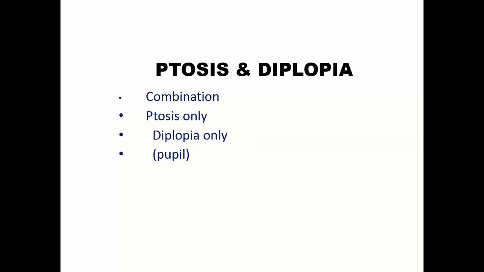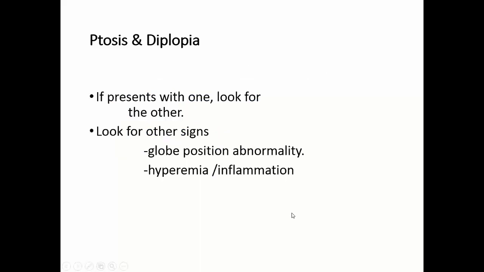Right. So ptosis and diplopia can occur in combination, or you can get ptosis only, diplopia only. And when either a combination or alone, when they present, it is very important to examine the pupil. So we'll be talking a lot about pupil examination as well. Usually, if a person presents with ptosis, you have to look for diplopia and vice versa. If they have double vision, you have to look for ptosis as well. Even subtle ptosis, unless you look for it, you may miss it.